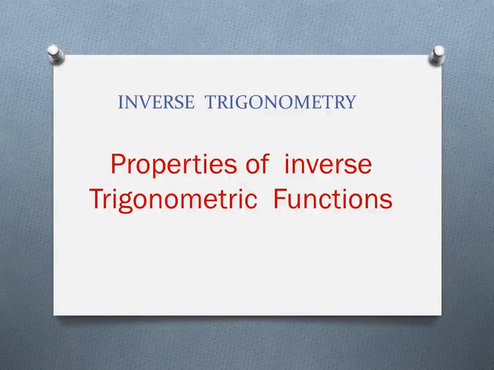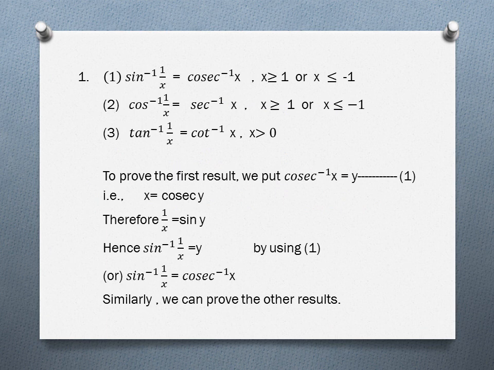Namaste students. In the previous session we saw the domain and range of inverse trigonometric functions. In this session we are going to see the properties of inverse trigonometric functions. First property: sine inverse of 1 by x is equal to cosecant inverse of x.